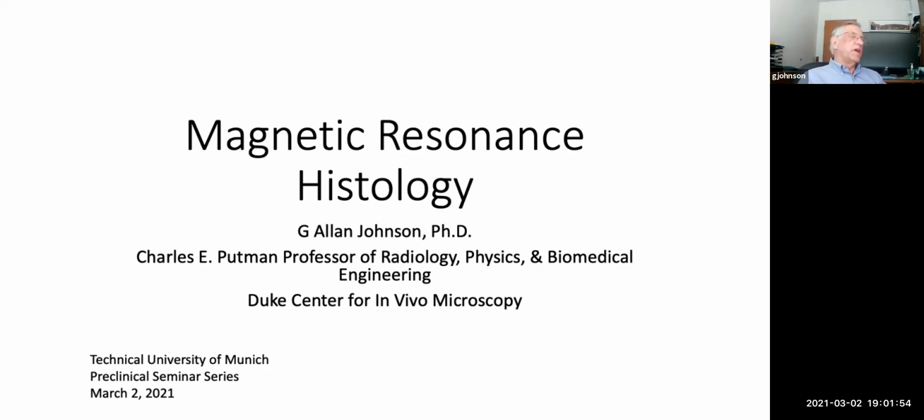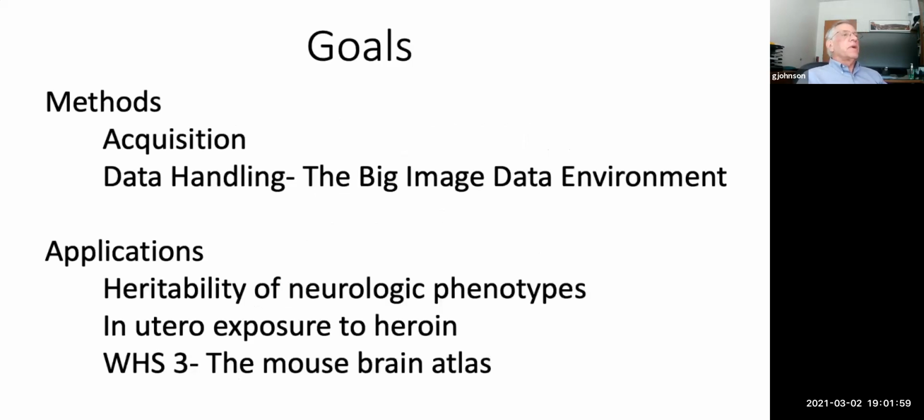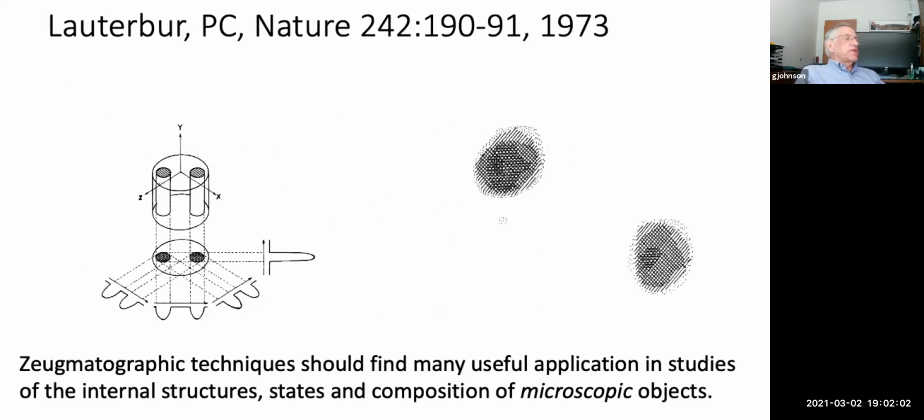And let's start with magnetic resonance histology. So it's worth starting things out by just remembering what has brought so many of us to this place. This is the last sentence in Paul Lauterbur's seminal article for which he got the Nobel Prize. And it is that zeugmatographic techniques, that's what he called imaging back in 1973, should find many useful applications in studies of the internal structure, states, and composition of microscopic objects.